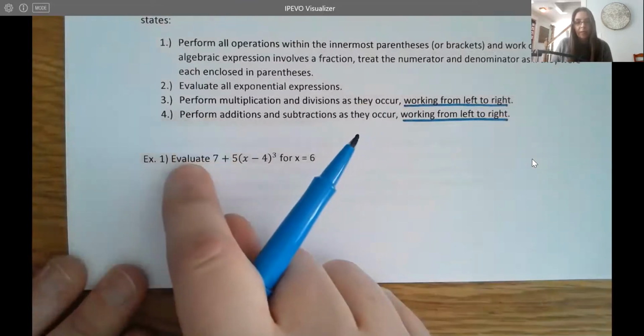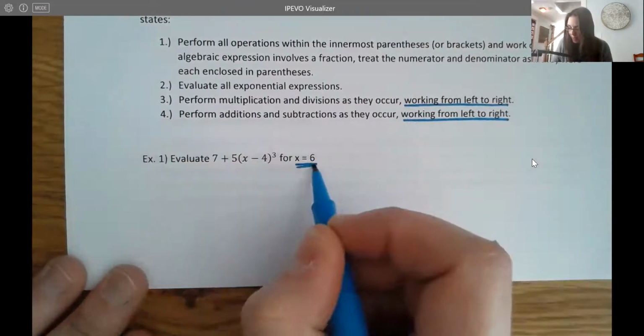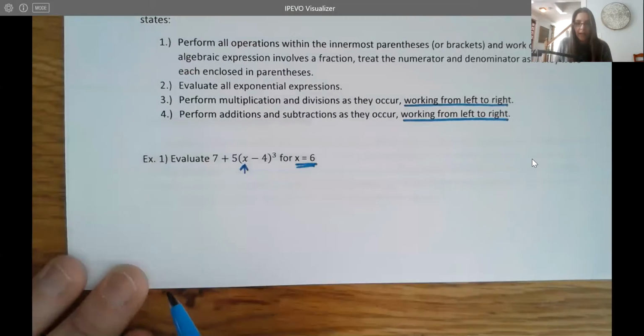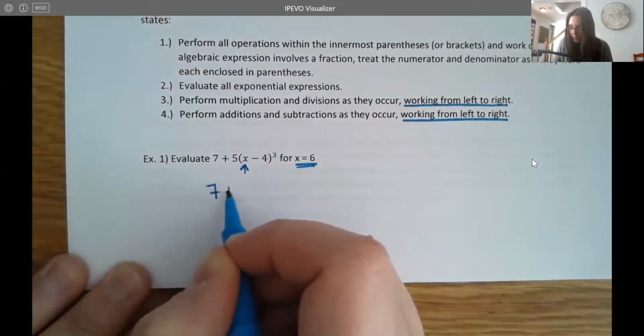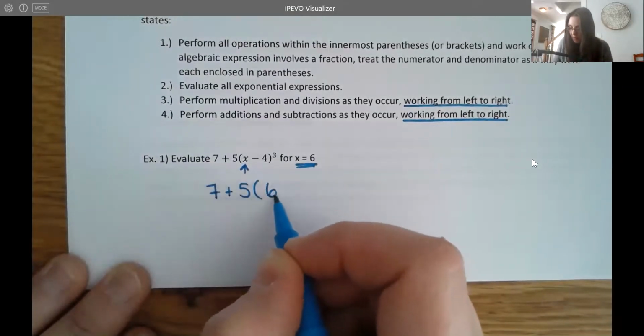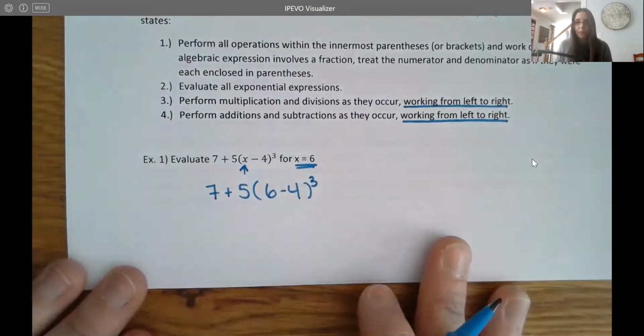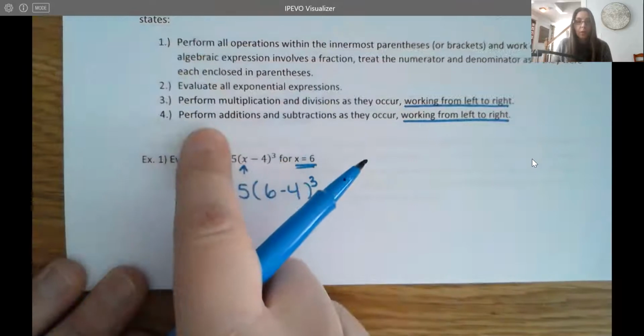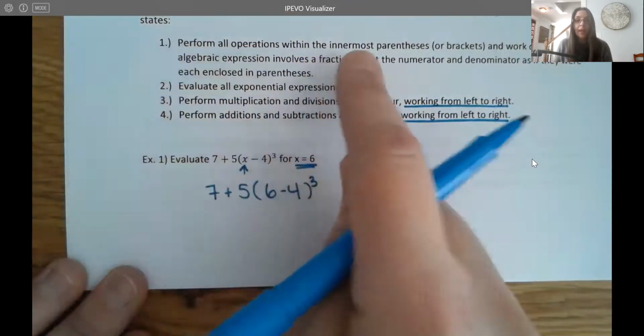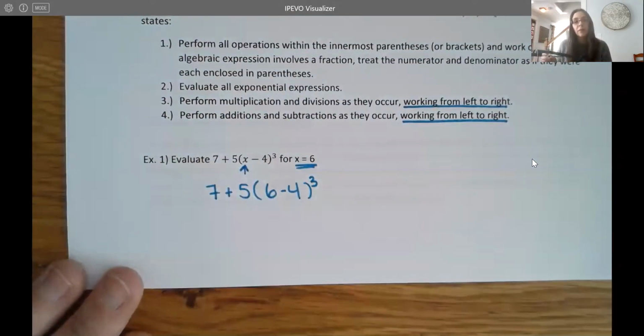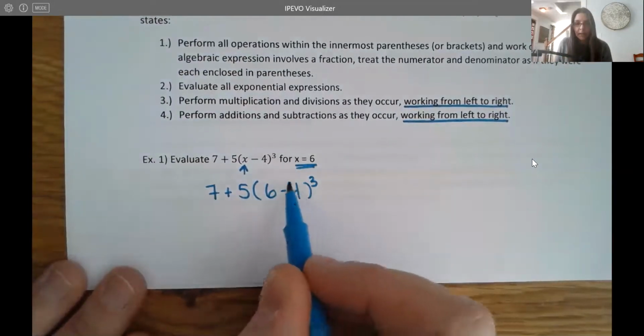So here we're going to evaluate. So I'm going to take x equals 6. I'm going to plug it in wherever I see x. So this becomes 7 plus 5, parentheses 6 minus 4 to the third power. And now I'm going to go ahead and use my rule. So the first thing I do is simplify the parentheses. When we say parentheses, we mean inside the parentheses. Okay, so inside the parentheses would be the 6 minus 4.